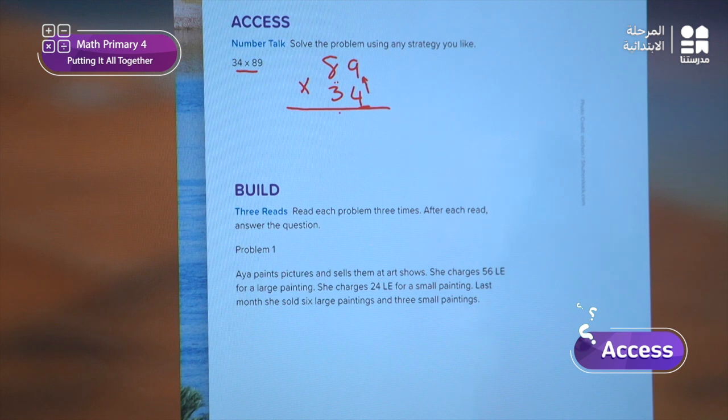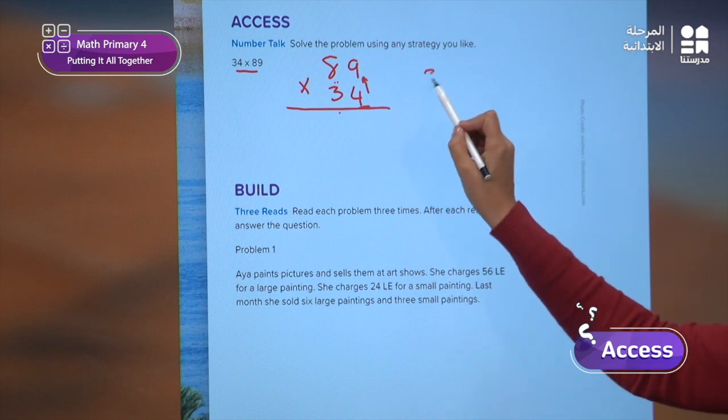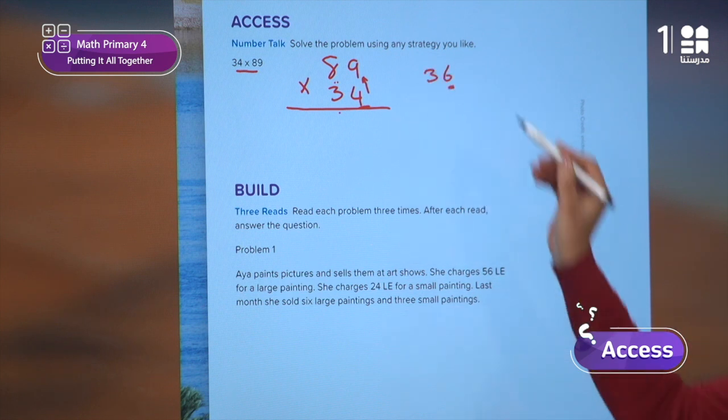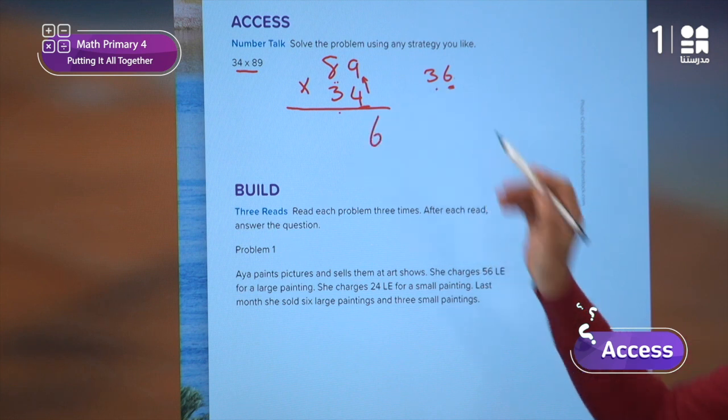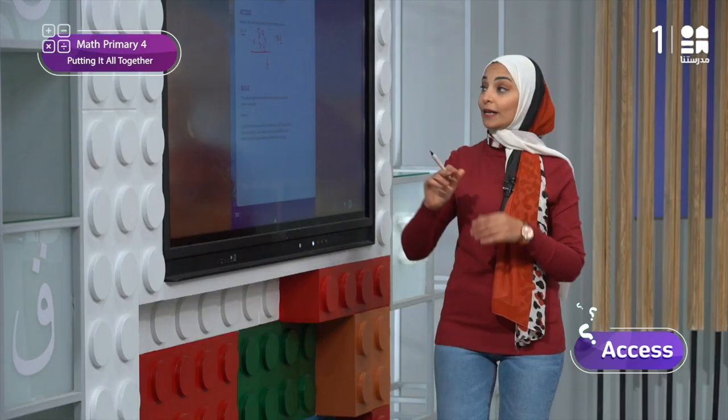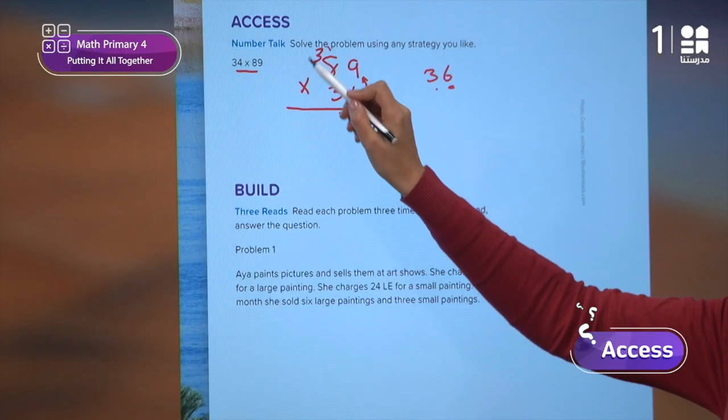4 times 9 gives me what? Yes, 4 times 9, 36. So, as we know, 6 is the ones and 3 is the tens. So, I will carry up 3 on the tens.